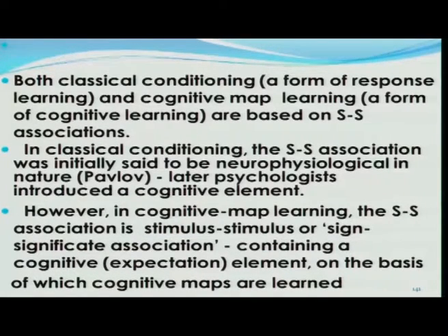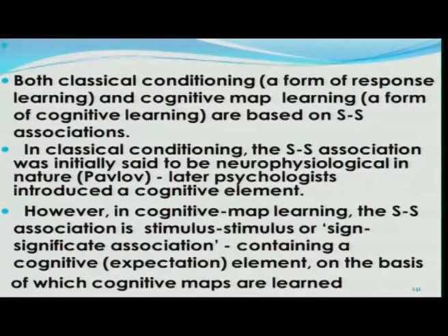In classical conditioning, the SS association was initially said to be neurophysiological in nature, according to Pavlov, and not psychological or cognitive. Later psychologists such as Rescorla and Wagner introduced a cognitive element. However, in cognitive map learning, the SS association is stimulus-stimulus of course, but also what Tolman called sign-significant association.